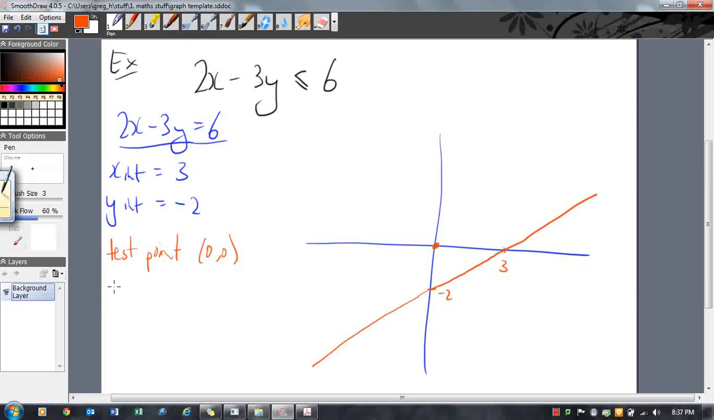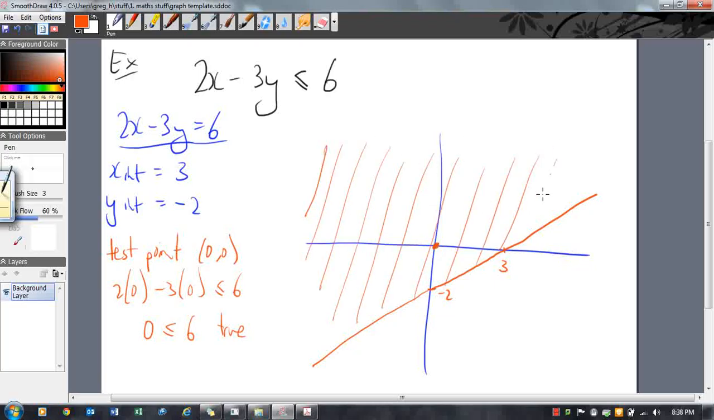0, 0. So we've got 2 times 0 minus 3 times 0 is less than or equal to 6. 2 times 0 is 0. Minus 0, 0 is less than or equal to 6. True or false? That is true. 0 is definitely less than 6. So that's true. Because it's true, this side will all be true, and so we shade in this side here.